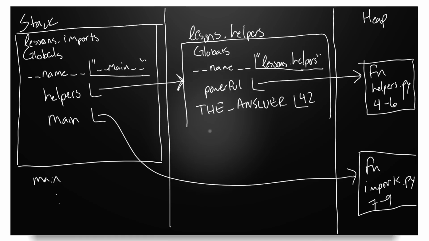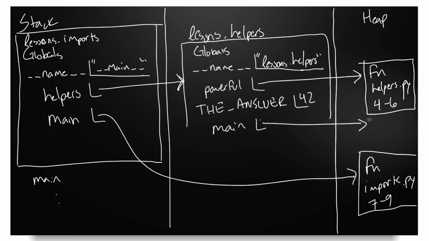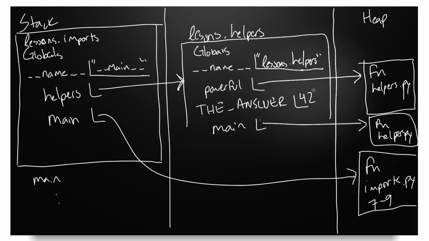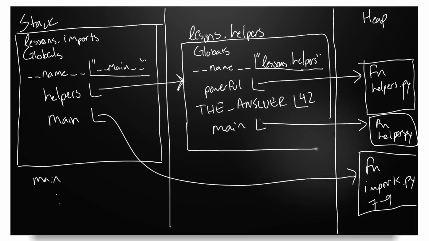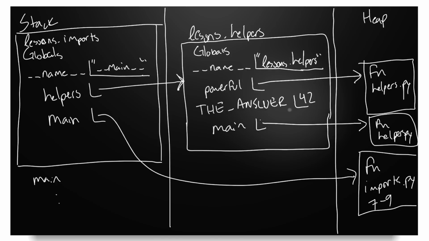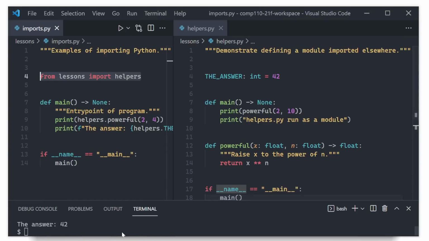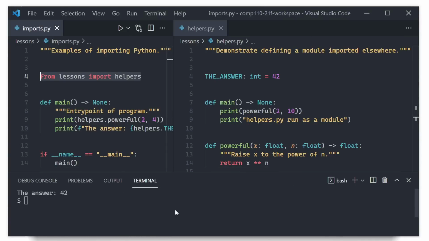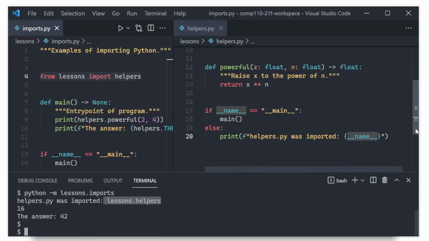So we also have a main defined globally in this helpers.py file. This is the function in helpers.py. And I'm just going to scribble. We're not going to worry about the lines. We know that powerful and main are both functions defined in our helpers.py file. And the answer is a global variable that's assigned 42. Right? But notice that name is lessons.helpers. And we convinced ourselves that that must have been actually what name was assigned, because when we printed it out, that was in fact what was stored in it. Right?